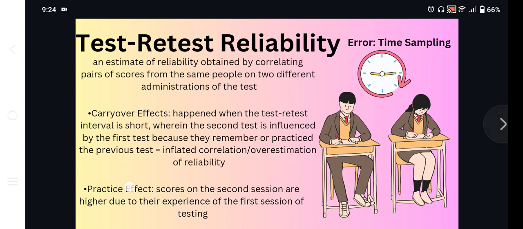Dito naman po tayo sa practice effect, where scores on the second session are higher due to their experience of the first session of testing. Test-retest with a longer interval might be affected by other extraneous factors, thus resulting in low correlation. Low correlation is equal to poor reliability. Okay?